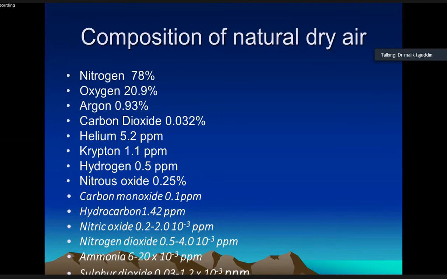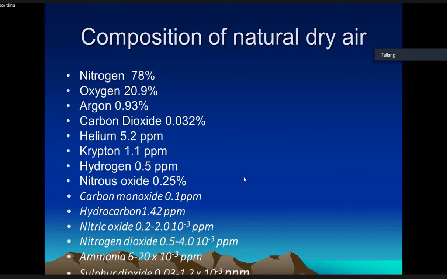Natural dry air, if you see, is mainly composed of nitrogen and oxygen: 78% nitrogen and about 21% oxygen. The remaining is carbon dioxide, which is 0.032%. So about 99.3% or 99.2% is these two gases. The rest, 0.8%, consists of gases like argon, helium, krypton, hydrogen, nitrous oxide, carbon monoxide, carbon dioxide, nitric oxide, ammonia, sulfur dioxide, etc. All these are less than 1% of the total, and 99% of the gases are nitrogen, oxygen, and carbon dioxide.